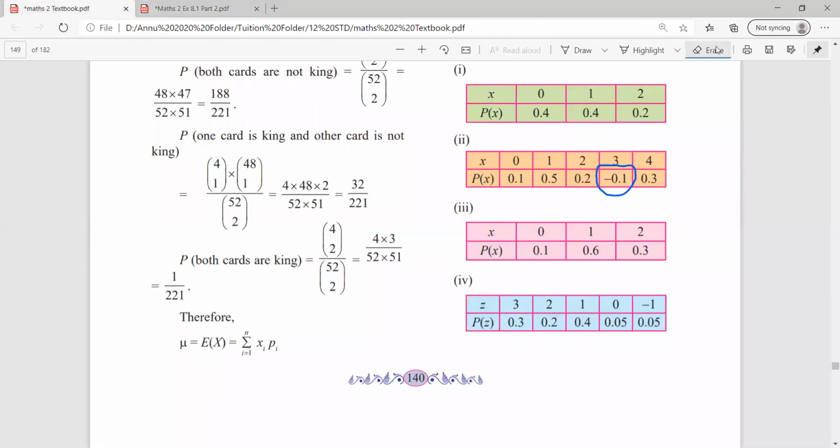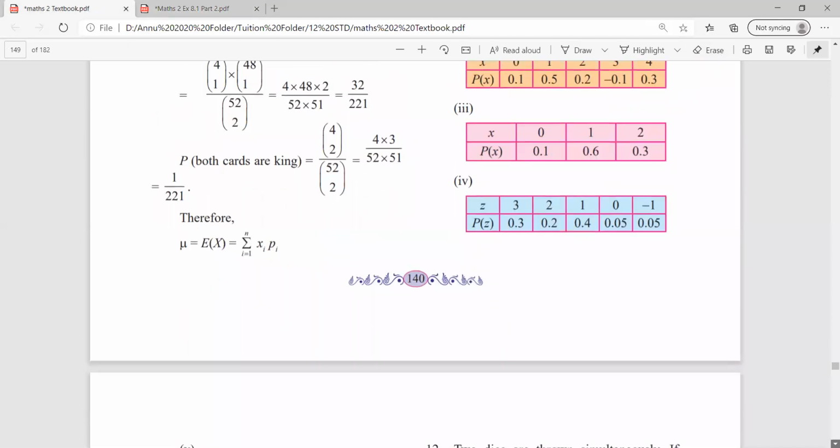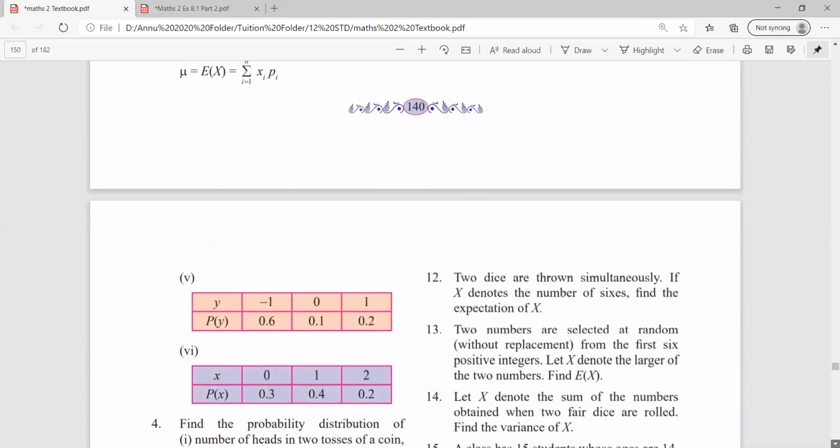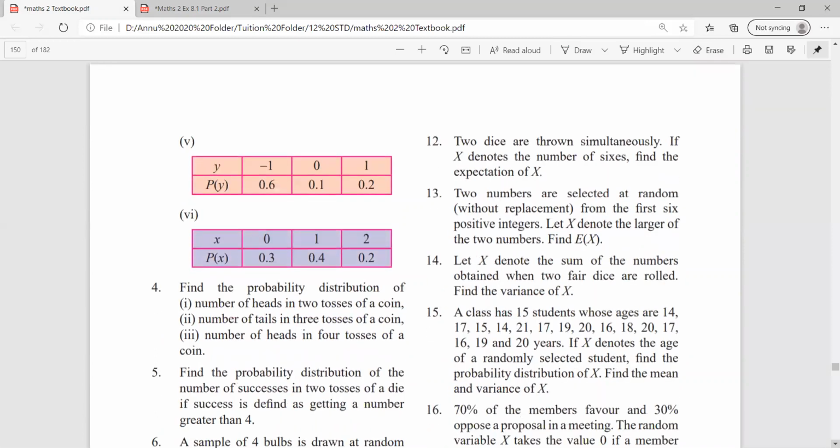So I hope you all have followed how to do it. The rest of the sums you can practice and see for yourself whether you're getting the answer or not. So sum number 3, 4, 5 and 6, I hope you all can practice on your own.